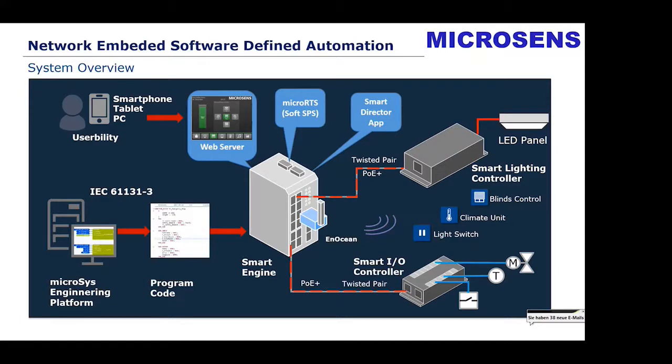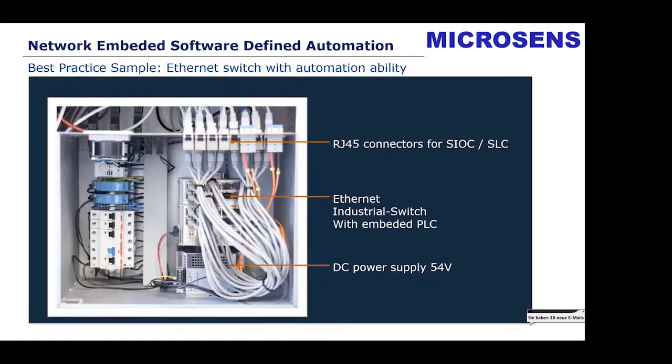And you can use the infrastructure you have, for example, installed in a building for doing the classical network task, also to run automation without further installation support. So I will show you here some best practices. For example, what you see here is a small box.